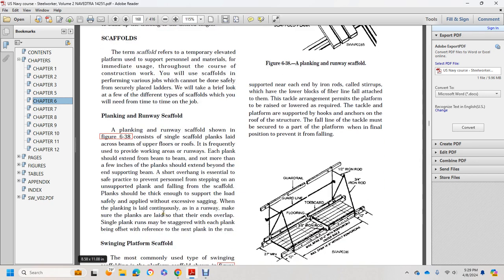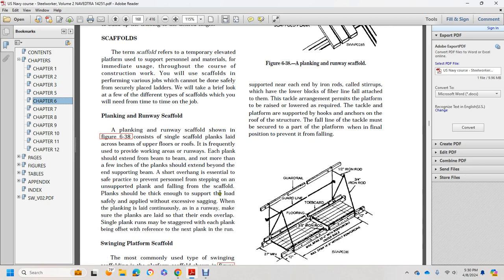Planking runway scaffold. The planking runway scaffold shown consists of single scaffold planks laid across the beams of the upper floor or the roof. It is frequently used to provide a working area or runway. Each plank should extend from beam to beam, and should extend beyond the end of the support by no more than a few inches. A short overhang is sound safe practice to prevent personnel from stepping on an unsupported plank and falling from the scaffolding.